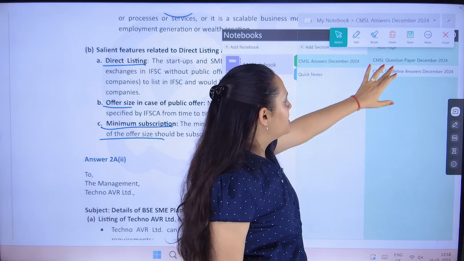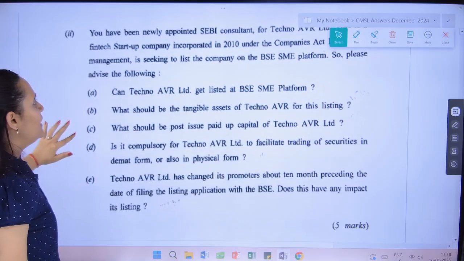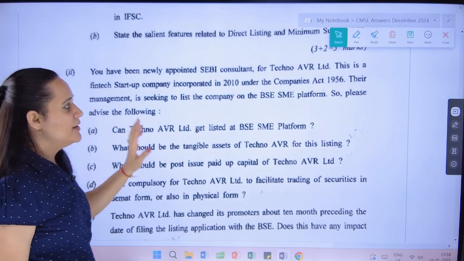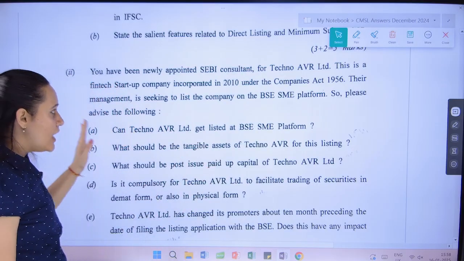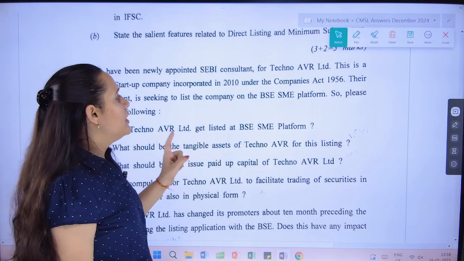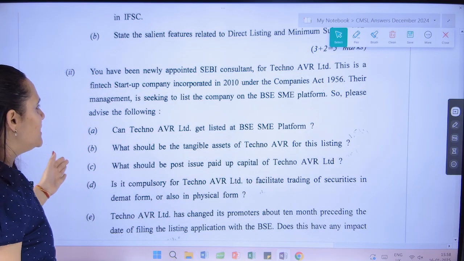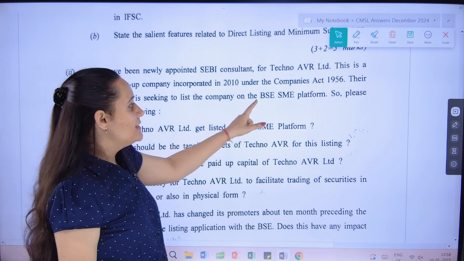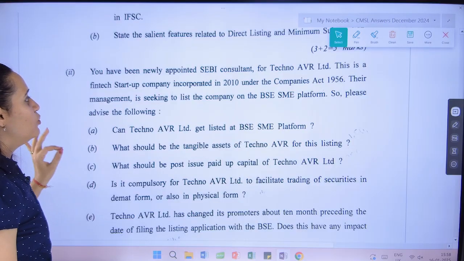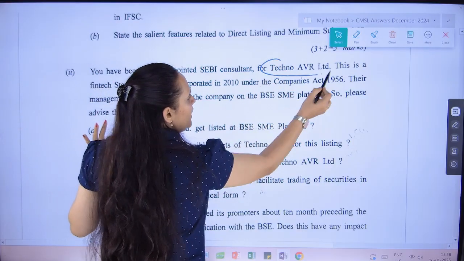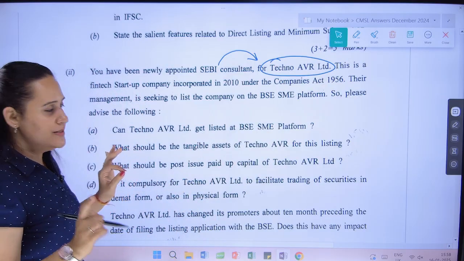Question 2A, sub-question 2. Okay, what are the provisions? You have been newly appointed as a SEBI consultant for Techno AVR Limited. This is a fintech startup company incorporated in 2010 under the Companies Act 1956. Their management is seeking to list their company now on the BSE SME Emerge. So please advise the following. You are required to advise Techno AVR Limited as a SEBI consultant. So advice is sought because you are the company secretary.